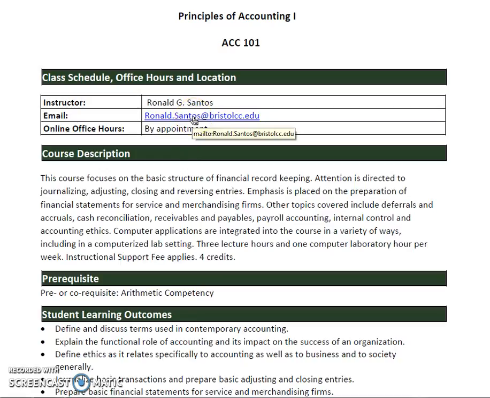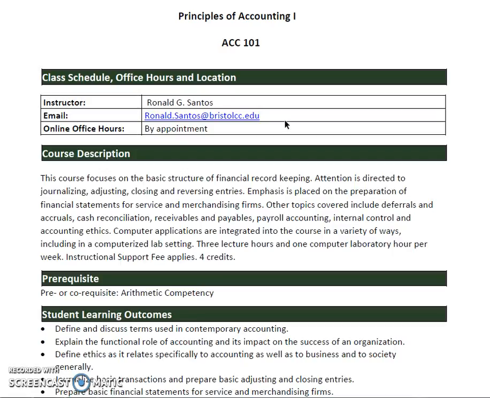This is the way you want to contact me if you're not getting anything from Messenger. We're going to be using Messenger in our e-learning class, and office hours by appointment. If you'd like to have an office hour, just email me and I'll set up an office hour using today's meet, and we'll go over that shortly.